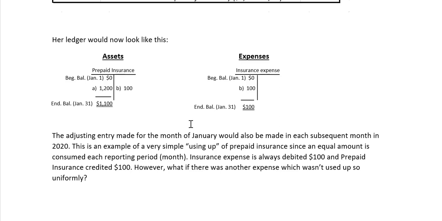The adjusting entry made for the month of January would also be made in each subsequent month in 2020. This is an example of a very simple using up of prepaid insurance, since an equal amount is consumed each reporting period. Insurance expense is always debited $100 and prepaid insurance is credited $100. However, what if there was another expense which wasn't used up so uniformly?